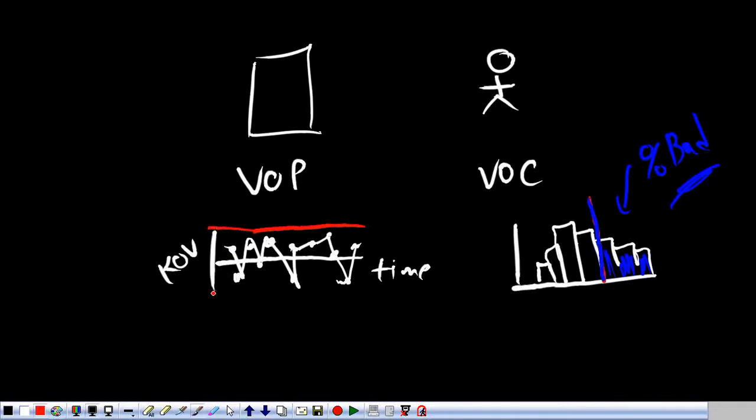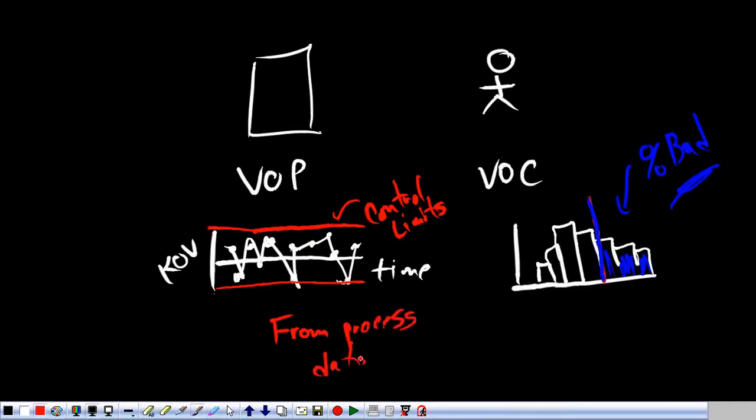Over here, we're not just going to draw them, we're going to calculate them from the data. We're going to draw these, and these are going to be our control limits. Again, I wish they were called process behavior limits or stability limits or something, because they don't control anything. And these come from process data. We calculate them from process data. So this helps us understand whether a process is stable or whether it's not.